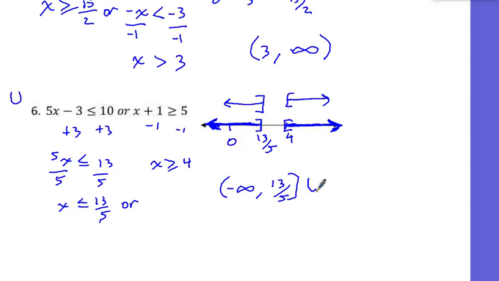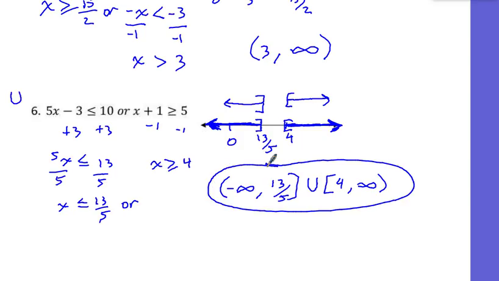Then we use that union symbol to join both solution sets. The lower bound of the next branch is 4, that is included, all the way to positive infinity, that's not included. So we basically write in interval notation both sections and join them with the union symbol, which is that U.